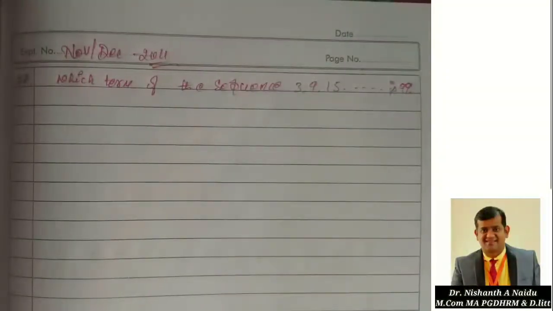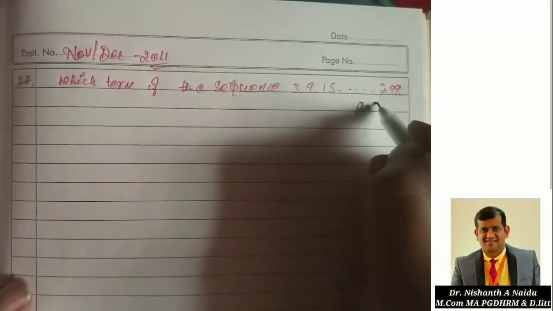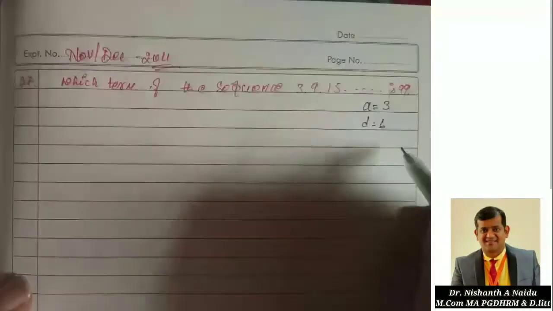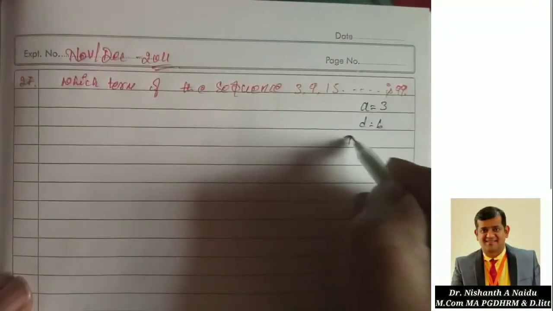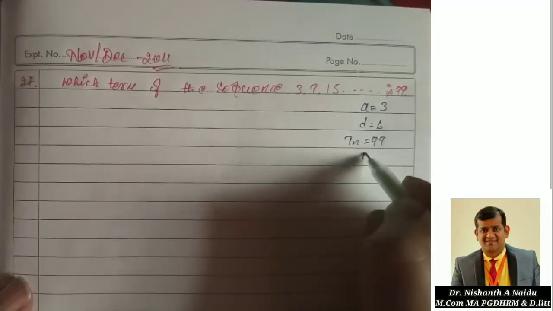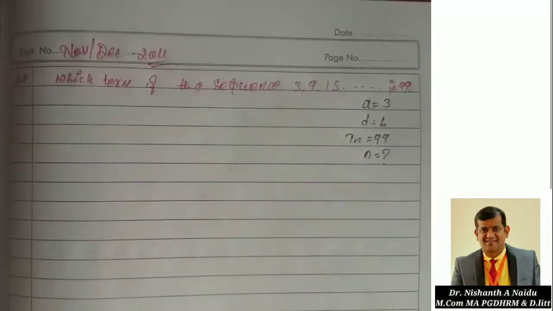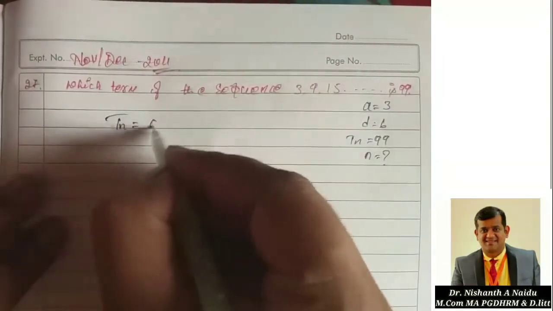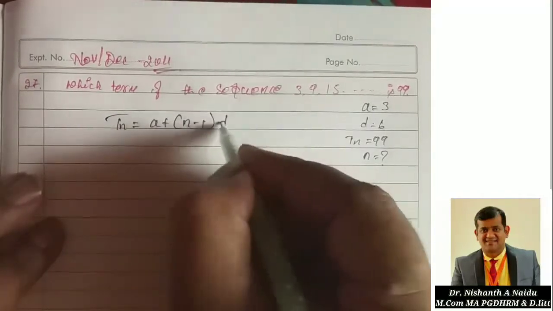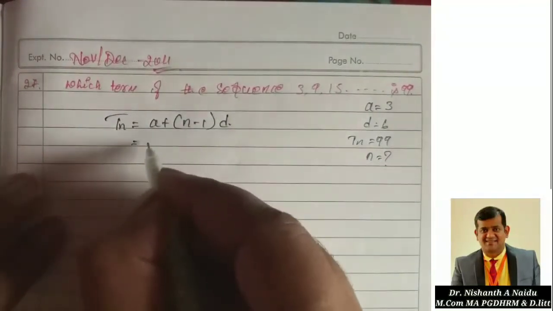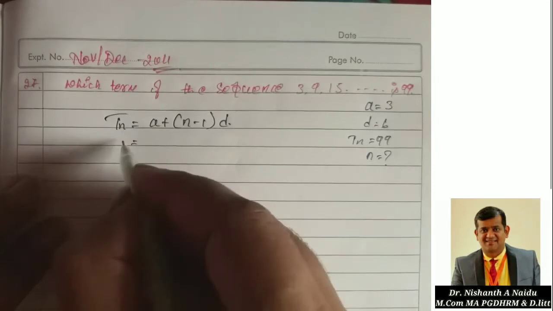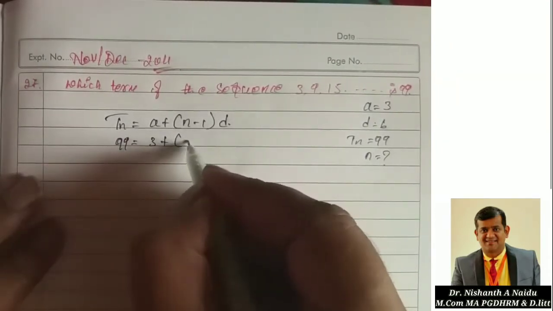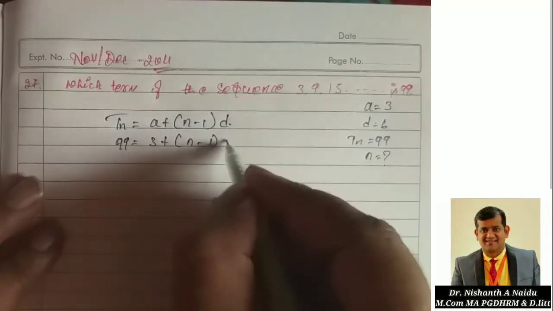So here, just make a note. A is given, that is 3, and D is 9 minus 3 which is 6, and 15 minus 9 is 6. So we know Tn equals 99. We don't know what n is, so we have to find n in this problem. Let us form the formula. Tn equals A plus n minus 1 into D. A is 3, D is 6, so 99 equals 3 plus n minus 1 into 6.